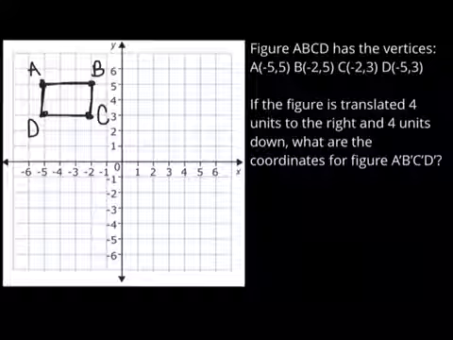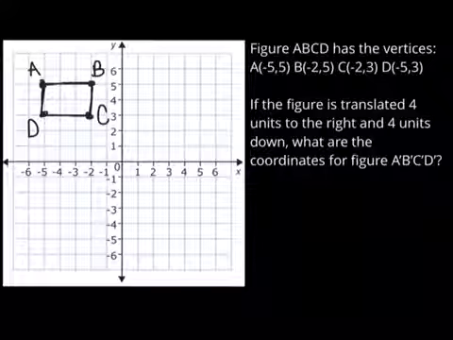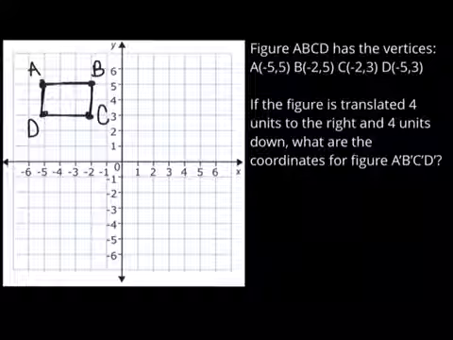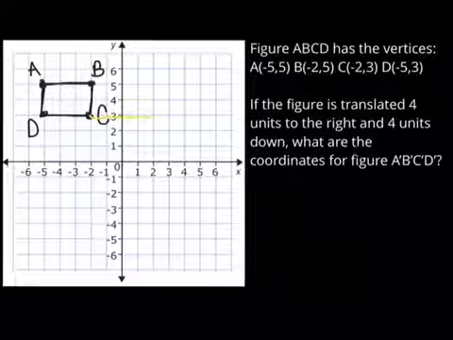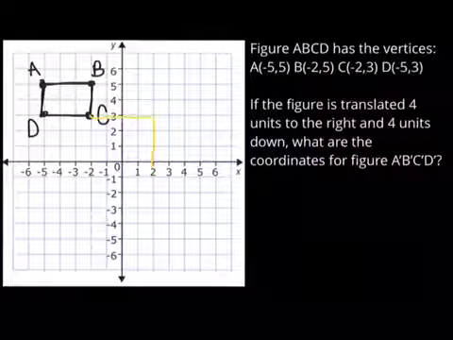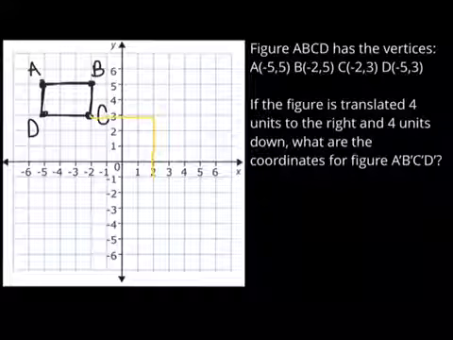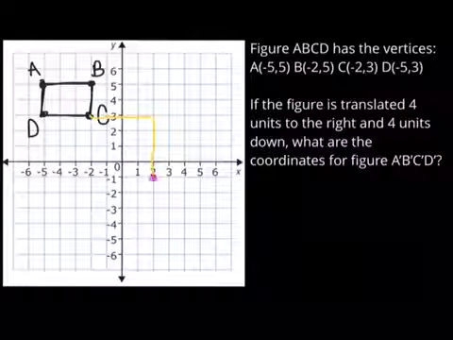So, we're going to use yellow to hop, alright? We got to go 4 units to the right and 4 units down. So, I'm going to start here with C. Okay, so I'm going to go 4 units to the right. 1, 2, 3, 4. And then I have to go down. 1, 2, 3, 4. So here is my new spot right here. And since it's my new one, I'm going to label that C prime.